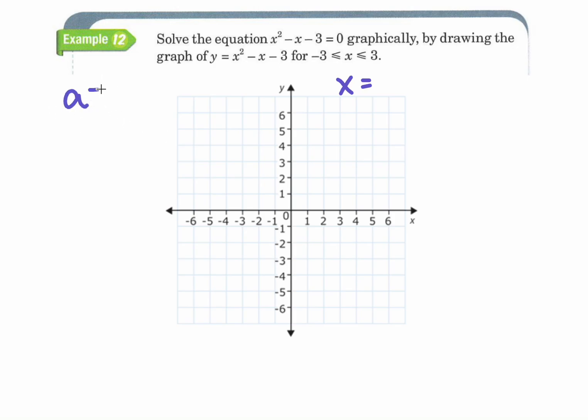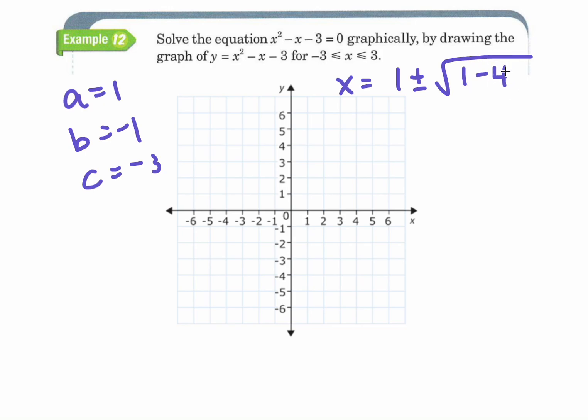All right, so my a value is 1, b is negative 1, and c is negative 3. X equals negative b, so that's a positive 1, plus or minus square root b squared, negative 1 times negative 1 will still be positive 1, b squared minus 4 times a times c, all over 2 times a, which is still 2.